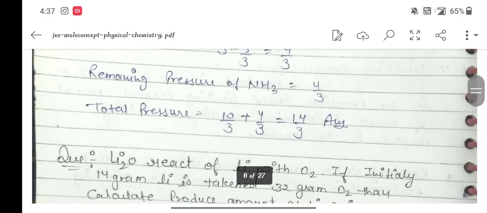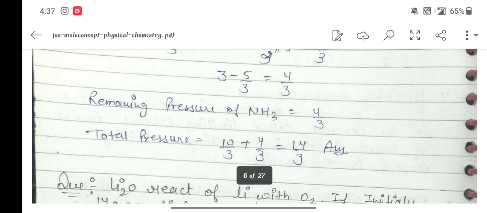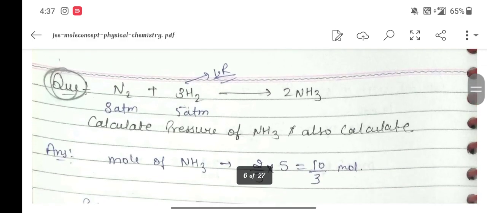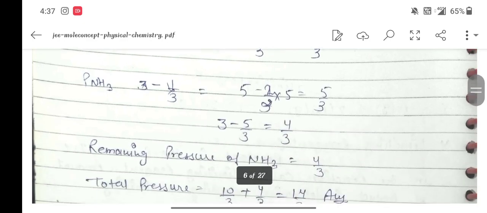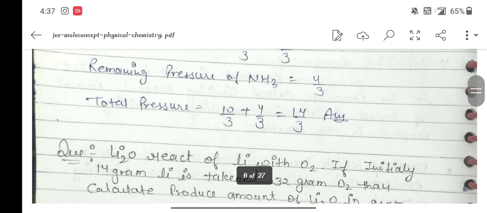So now total pressure is 10 by 3 plus 4 by 3. Here we got the moles of NH3. This is the total pressure, and 10 by 3 is the total.